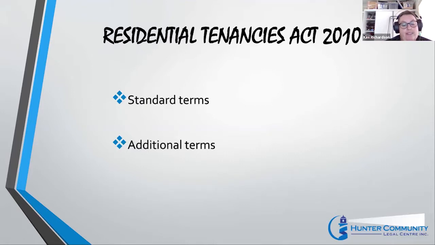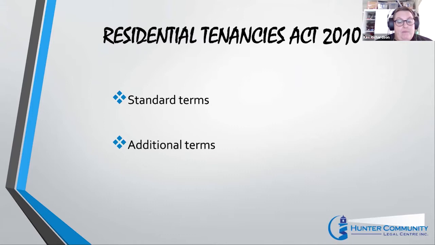It's important to note that there are some prohibited terms that cannot be included in a residential tenancy agreement. Section 19(2) of the Residential Tenancies Act says that terms having the following effects must not be included in a residential tenancy agreement. One, that the tenant must have the carpet professionally cleaned or pay the cost of such cleaning at the end of a tenancy, unless it's required because there have been animals kept on the premises during the tenancy.